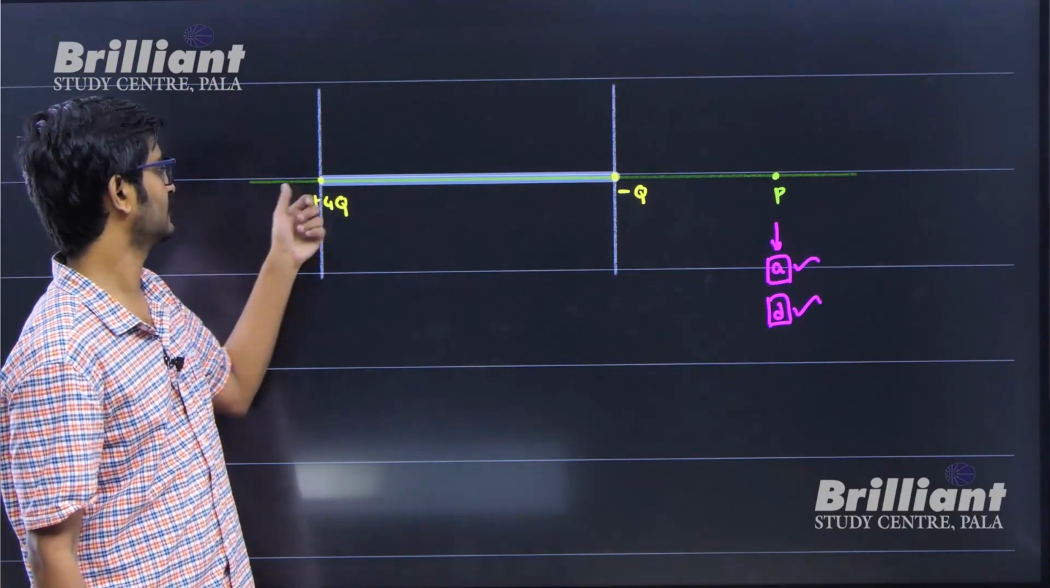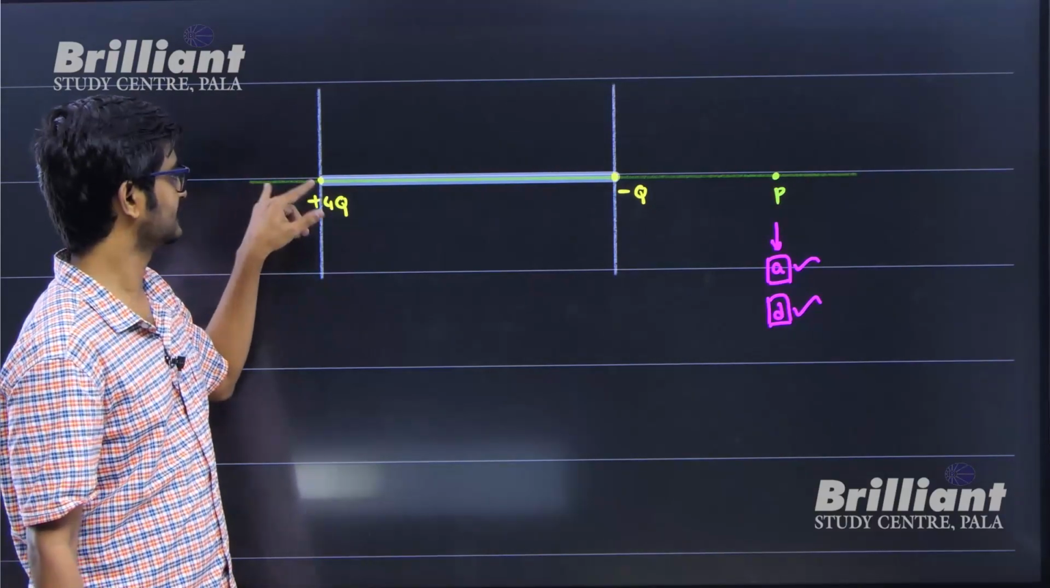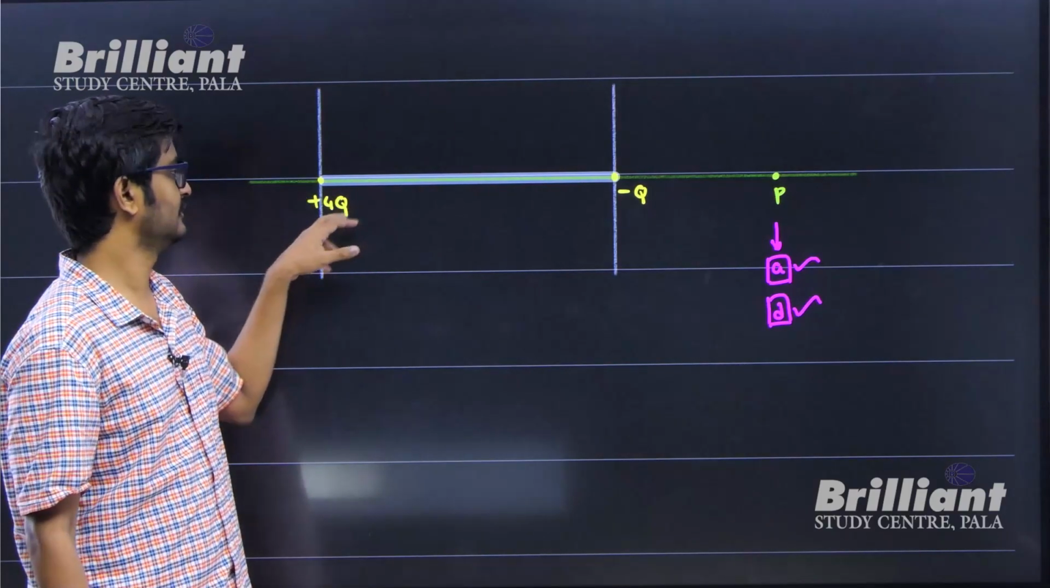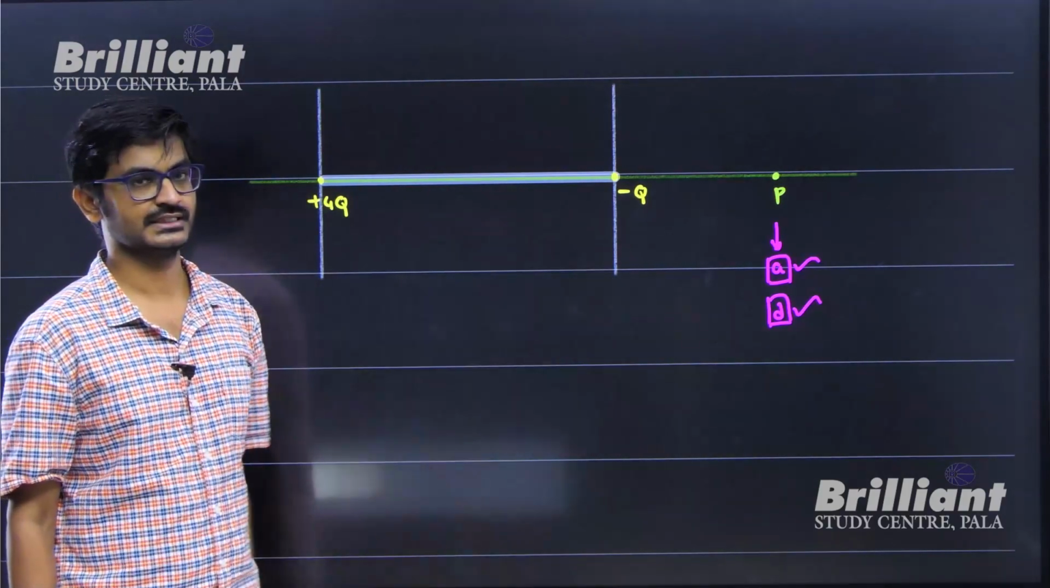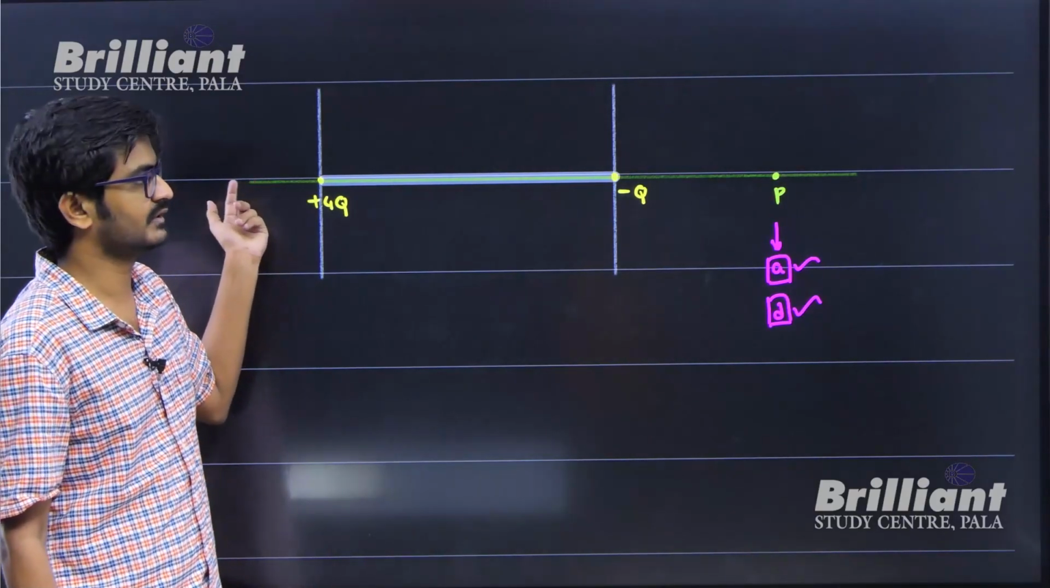Now if I talk about this point, field due to this guy will be in this direction, field due to this guy will be in this direction, but this distance is closer to the bigger charge, right? So this field will be more, it can't be cancelled because of that guy. So here, though the fields are in the opposite direction, it won't become 0.